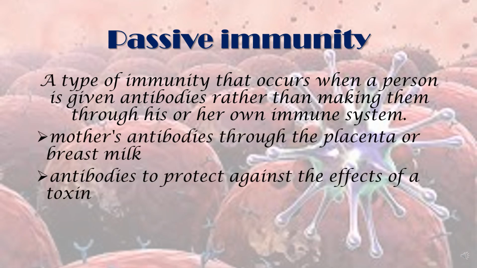Passive immunity is a type of immunity that occurs when a person is given antibodies rather than making them through his or her own immune system. For example, passive immunity occurs when a baby receives a mother's antibodies through the placenta or breast milk. It can also occur when a person receives an injection of antibodies to protect against something such as snake venom.